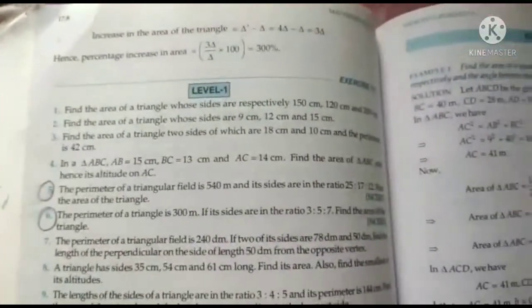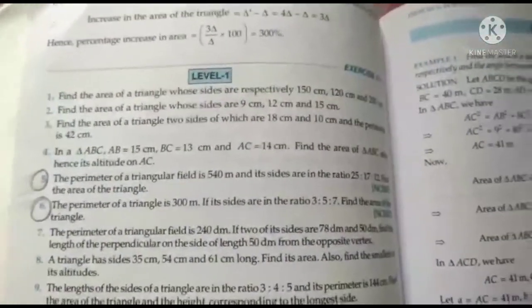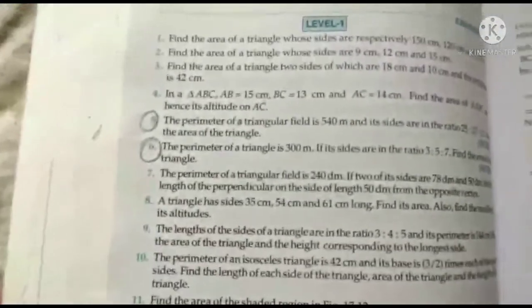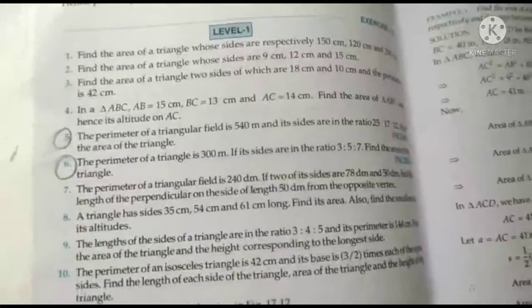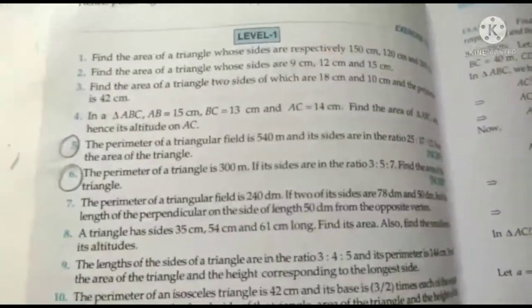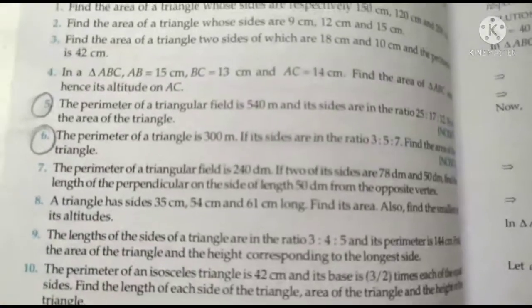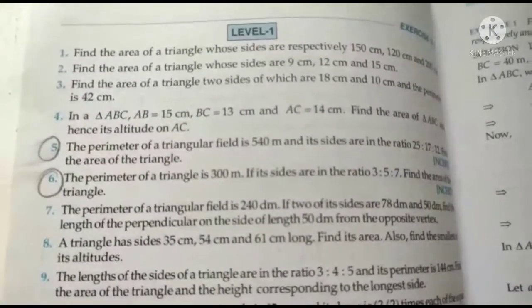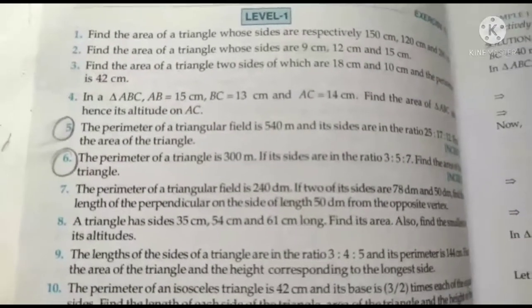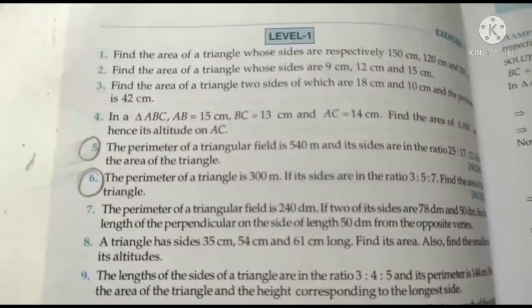So here you see from 17.8 our level 1, that is exercise 17.1, starts. So we will start from level 1 and we will try to solve all. See, this is the very easiest question in the world. Why? I have told what is the area of triangle: root over of s, s minus a, s minus b, s minus c, all multiplied, under root.